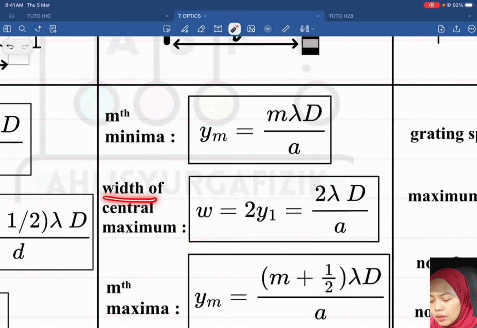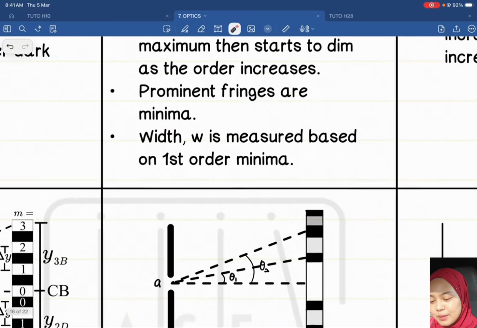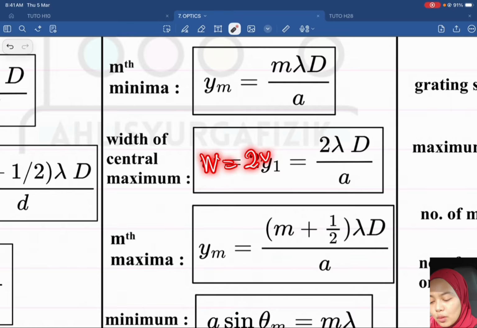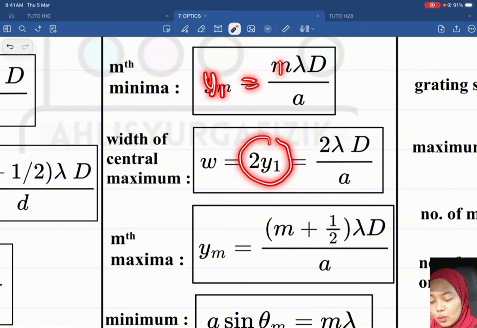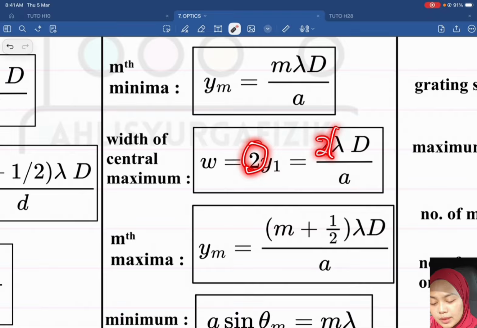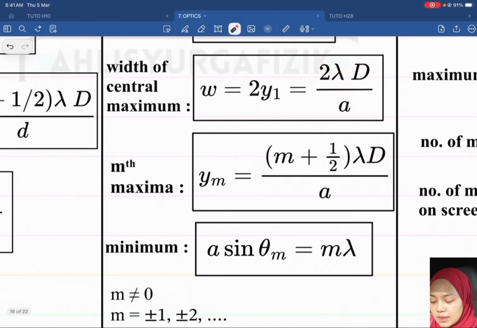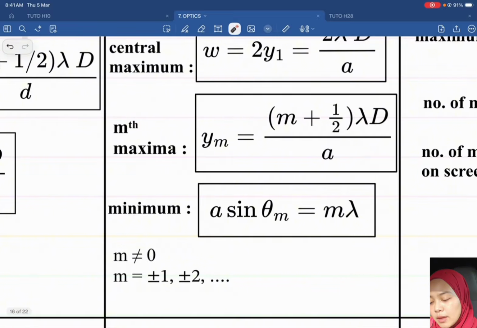And then in order for us to get the width of the central maximum, W equals 2 Y_1. You can see that Y_1 equals 1 lambda D over A, and you can see the 2 coming from this 2. Can you see that? So sometimes they can ask you about the maxima, then you just add half into the equation.